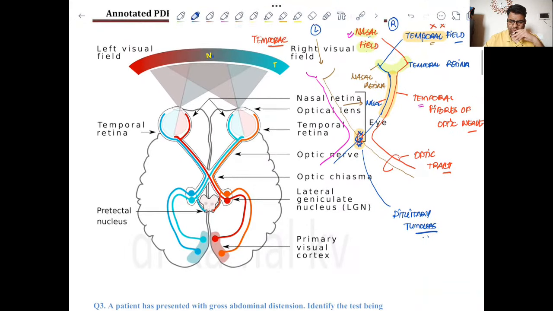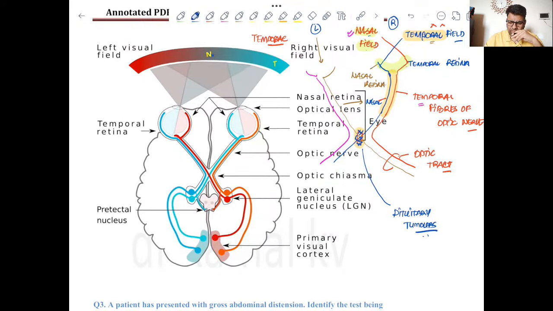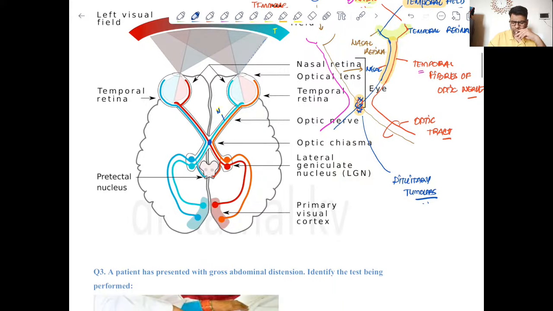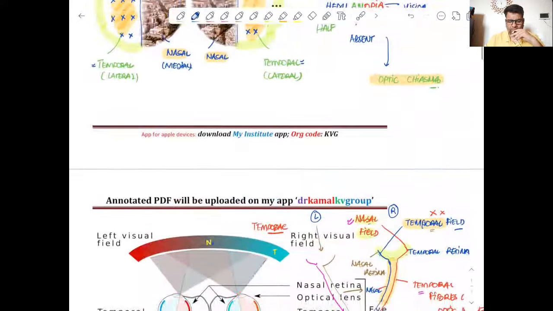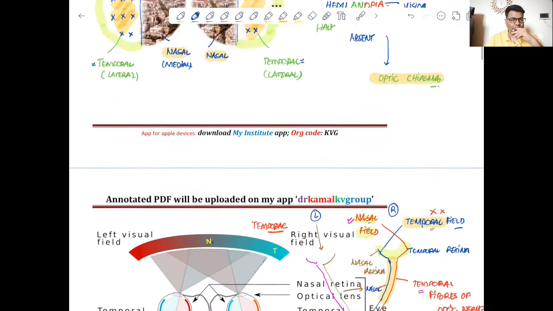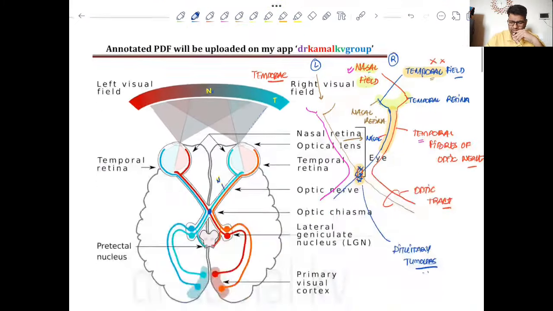Okay, so even if you look in this image, these are the nasal fibers here, and the nasal fibers are taking the image from the temporal side of the visual field. Clear? And at the level of optic chiasma, the nasal fibers of both the optic nerves cross over. So I'm not going into the entire detail. I was just focusing on bitemporal hemianopia and what is the anatomical basis of that. Clear?